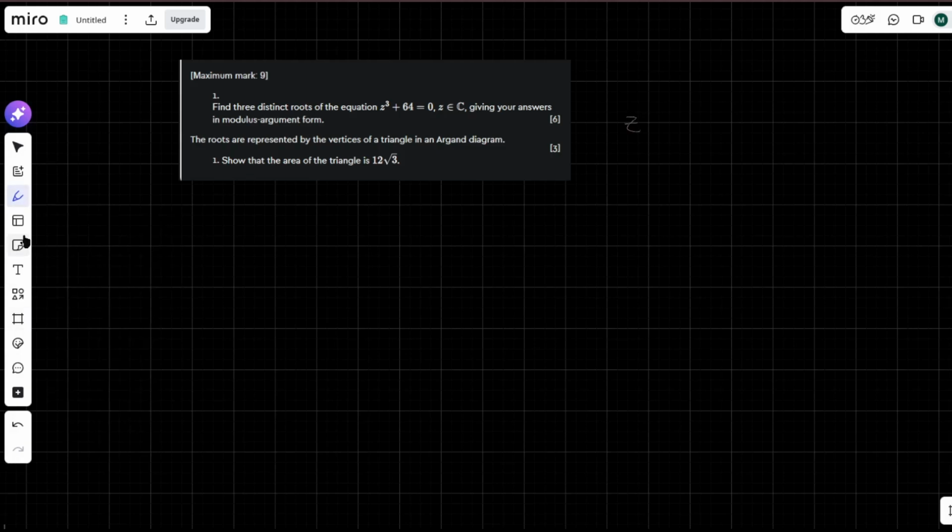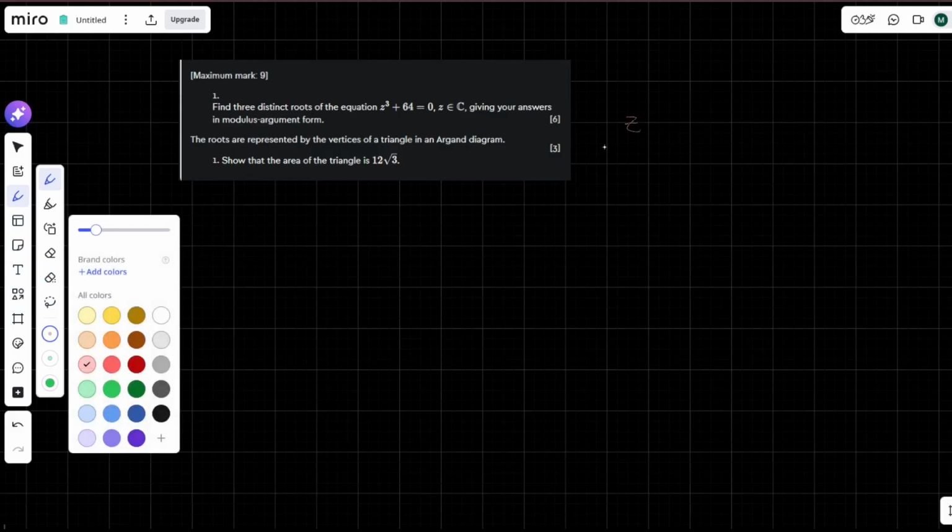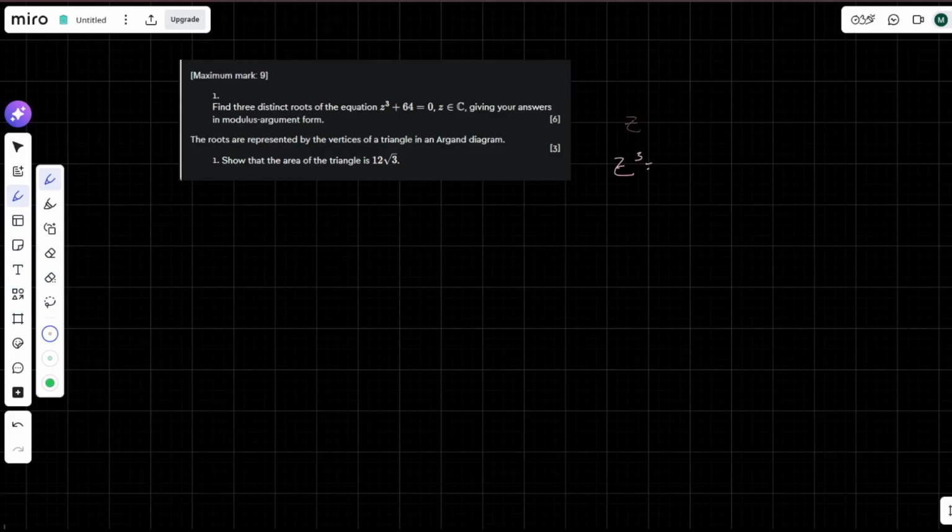z cubed is basically equal to negative 64, just because that's how we rearrange the equation.